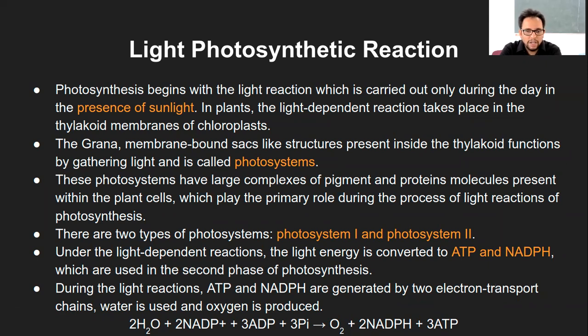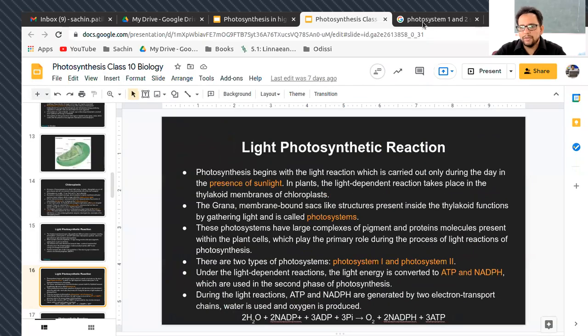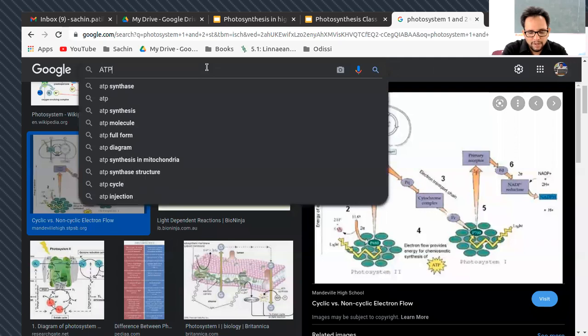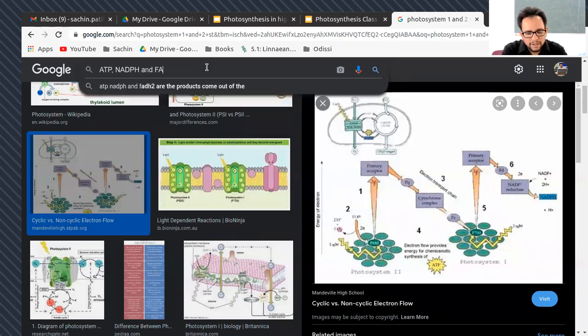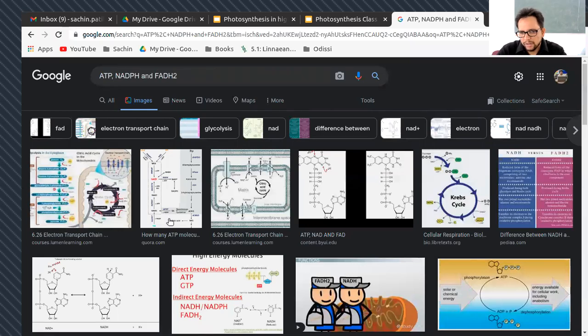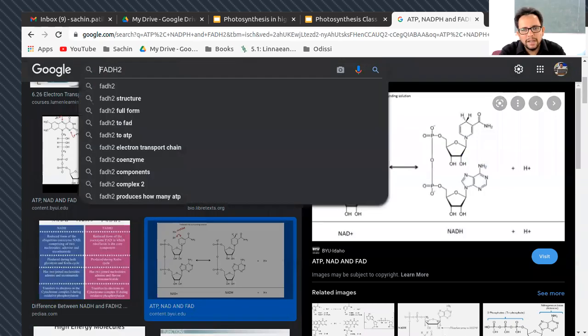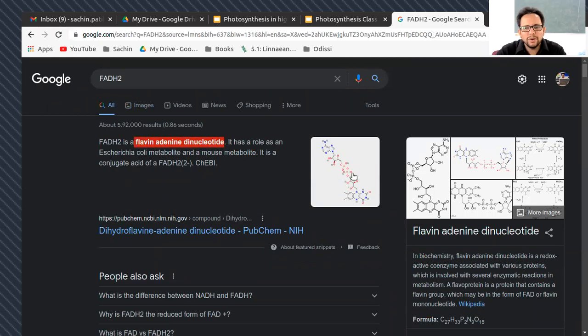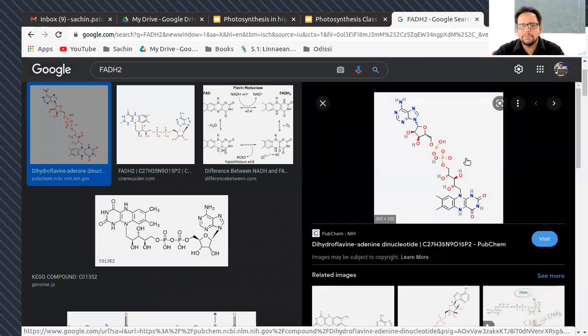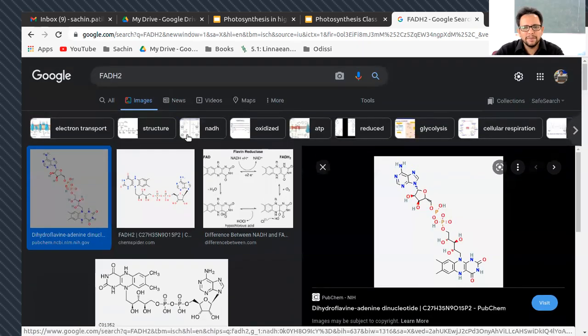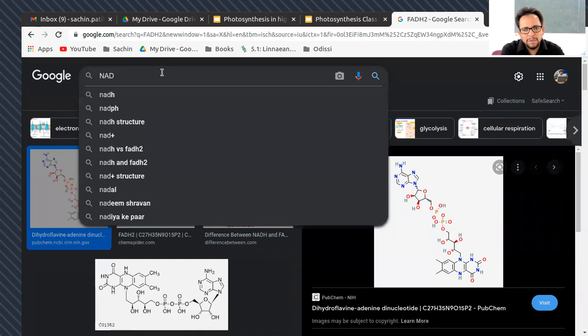Again, any question here? Anyone? FADH2. Let me show you that as well, because there is ATP, NADPH and FADH2. Let me put it up. It's called flavin adenine dinucleotide. You can see here the structure, which is not important for you, but you need to know that there is something called FADH2 as well, apart from NADPH.